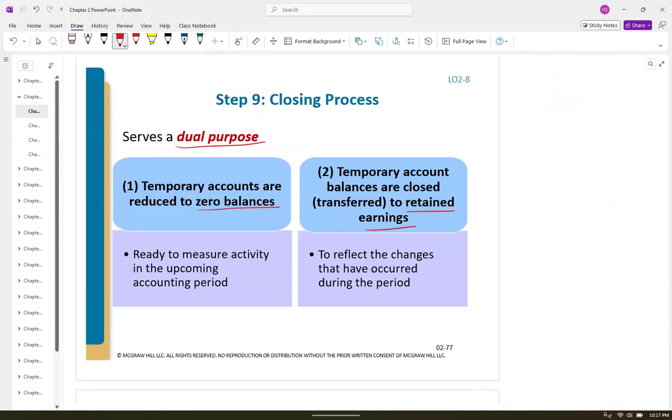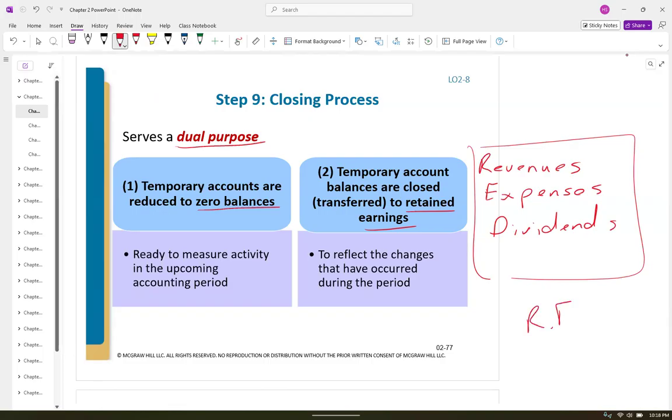Okay. So the closing entries, the things you're going to close out: revenues, expenses, and if they used a temporary account called dividends, those are the things that will get closed. And remember, when we had a sole proprietorship, we closed all of those to owner's equity, the one owner's capital account. Well, we have lots of owners now, so all of those get closed to retained earnings.